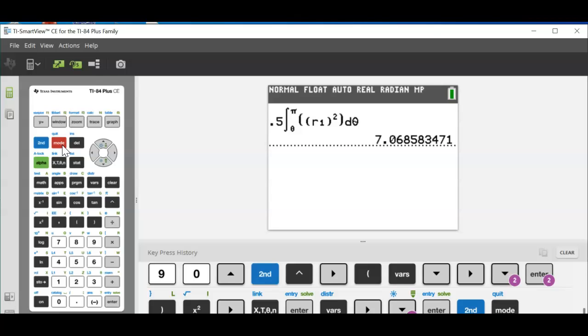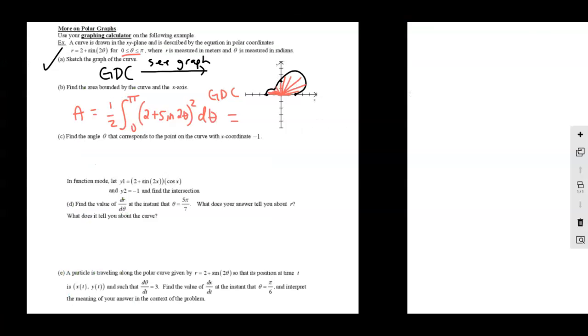1/2 r squared, 7.068 if you truncate, or 7.069 if you round. So I'm going to truncate. 7.068.